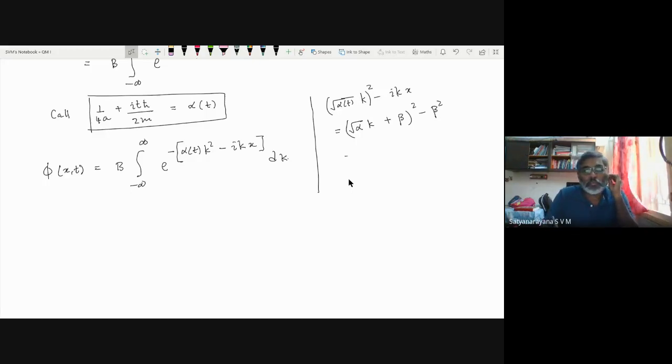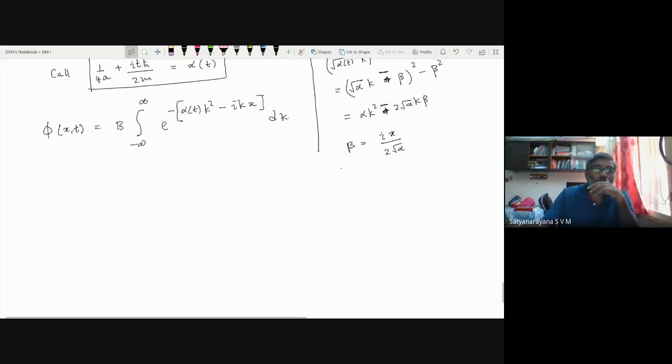Okay, so that is equal to alpha k square plus 2 root alpha k beta. 2 root alpha k beta is what we will have. That means, comparing this, I will have beta is equal to... I have to put a minus sign here, so that will be minus. Okay, so this is equal to Ix by 2 root alpha.